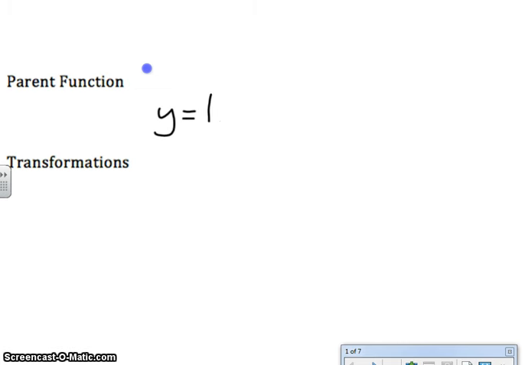So we have y equals the absolute value of x. That's our very most basic parent function, and what we're going to be doing is transforming that function. Here's what the transformations may look like. There are a few different possible transformations. This is just the general form. Our graph may have one or all of these transformations.